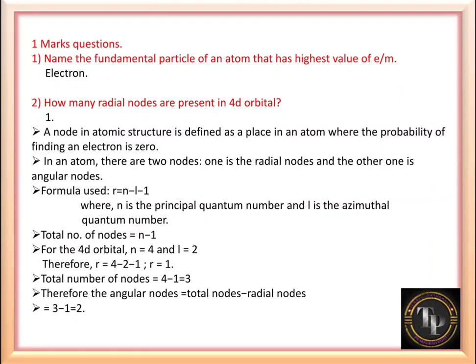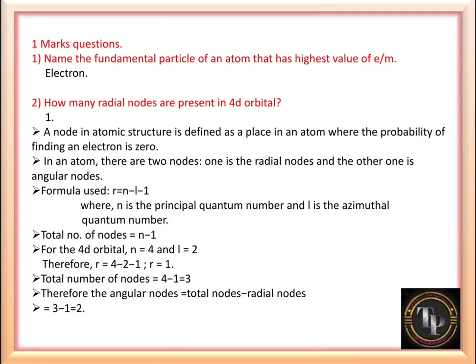Therefore, r is equal to, what is the formula, guys? r is equal to n minus l minus 1. r is the radial node. n value is 4, l value is 2, minus 1, means r value is 1. Indicates how many radial nodes are there in 4d orbitals? Only 1. If a different example is asked also, you will be able to answer now. Remember the formula: radial node r is equal to n minus l minus 1.